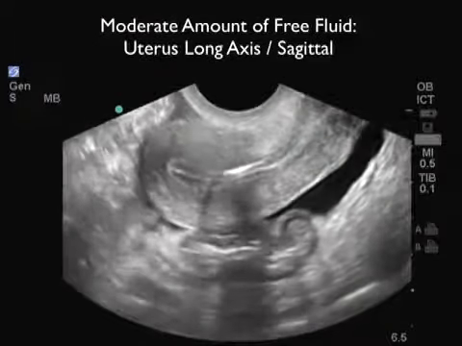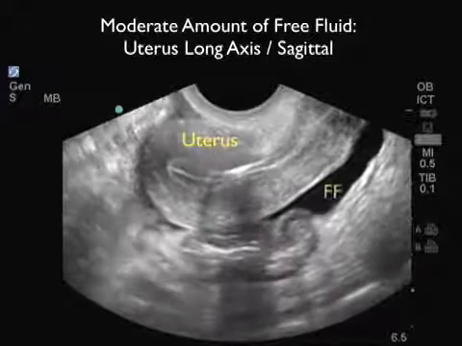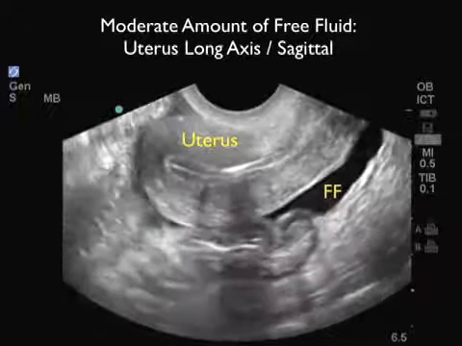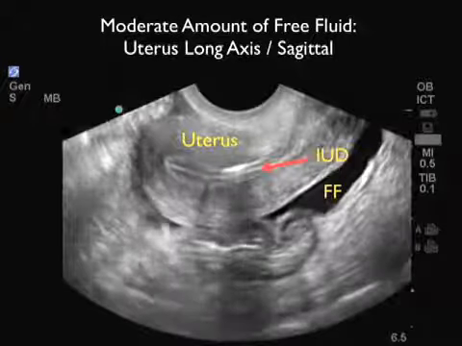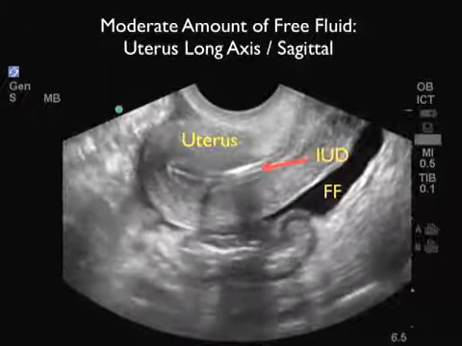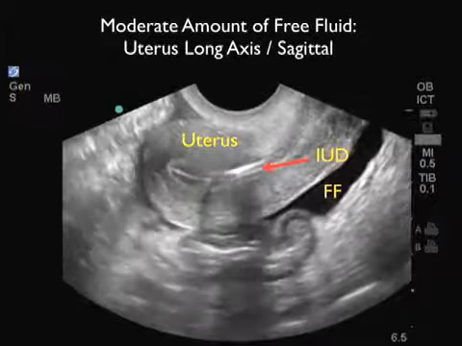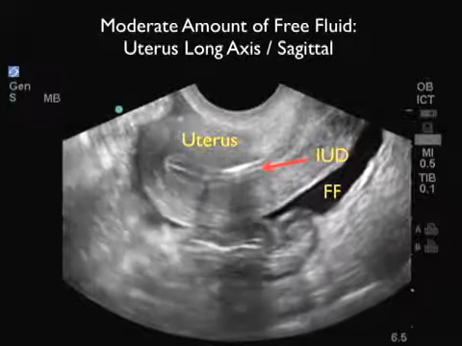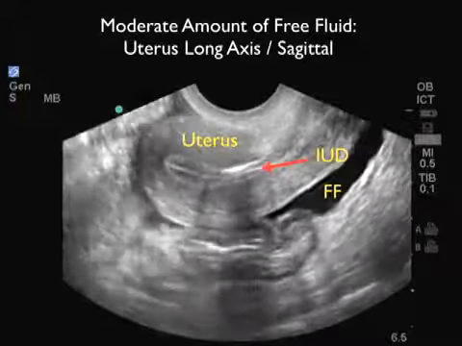This one was from a patient who had a positive pregnancy test and who presented with vaginal bleeding. And what we see here is the uterus in long axis view, and we see a large amount of free fluid tracking up the back wall of the uterus. And we can see here a metallic foreign body within the uterus. Interestingly enough, that's an intrauterine device, an IUD, in this patient who had a positive pregnancy test.